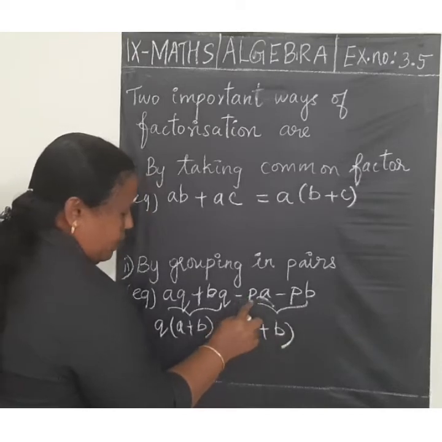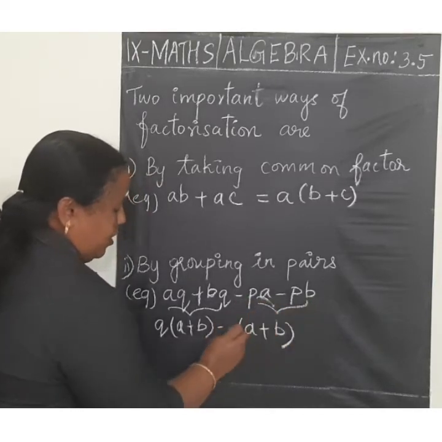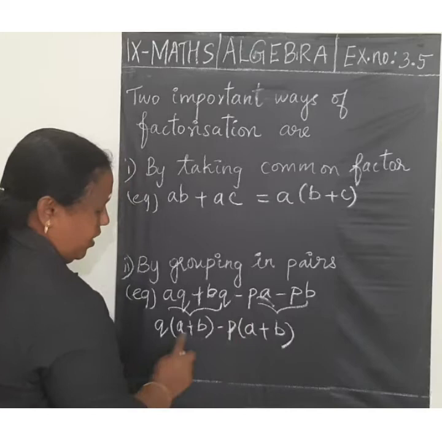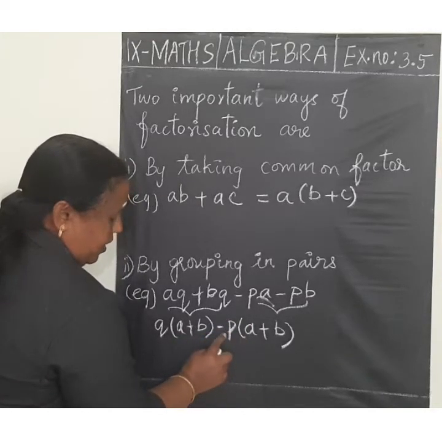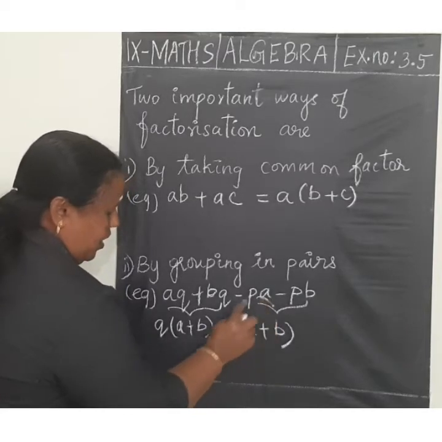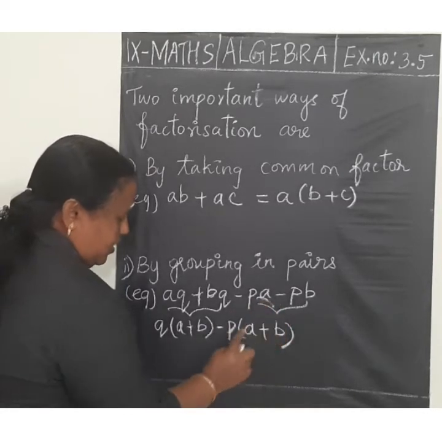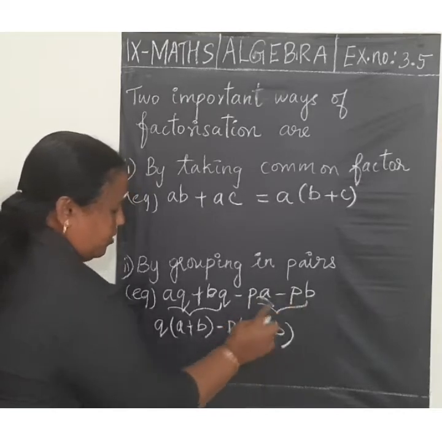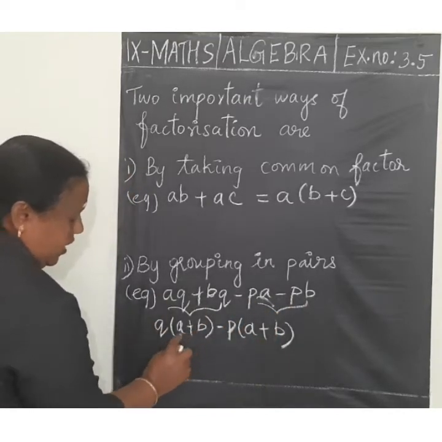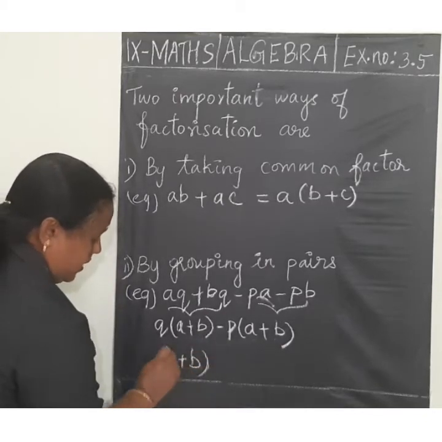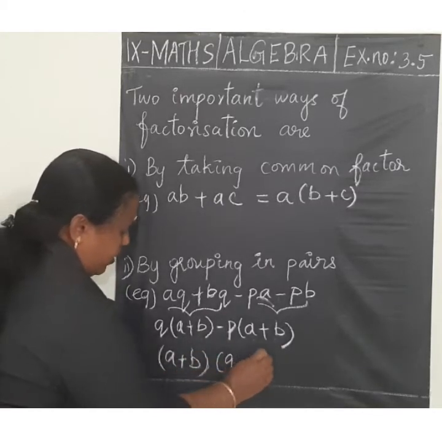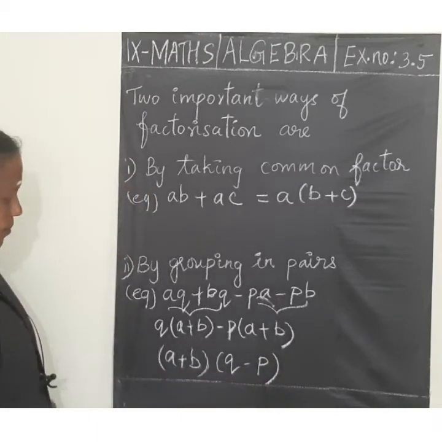Then here we have minus PA minus PB, so if we put minus P outside, then P into A is PA, with the minus sign it is minus PA, and minus P into B is minus PB. So we have to group like this. Then A plus B and A plus B are common, so we write that once, A plus B into Q minus P.